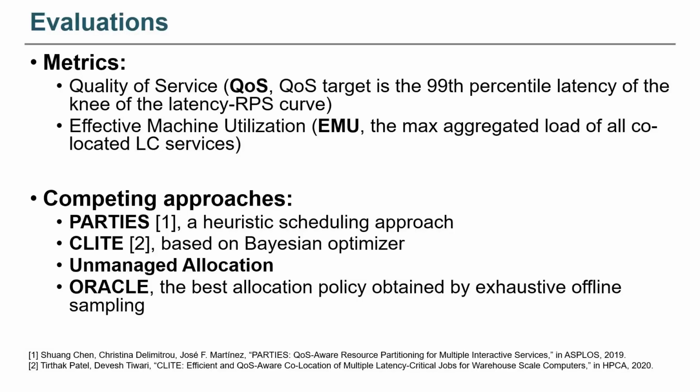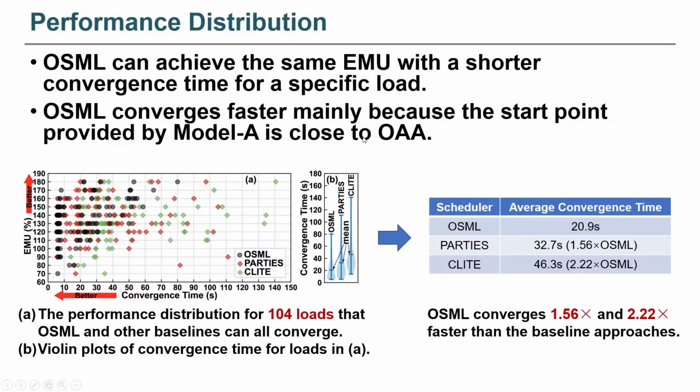We compare OSML against 4 competing technologies. PARTIES, a heuristic-based scheduling approach. CLITE, a scheduler based on a Bayesian optimizer. A managed allocation. For Oracle, it uses the best allocation policy obtained by exhaustive offline sampling.